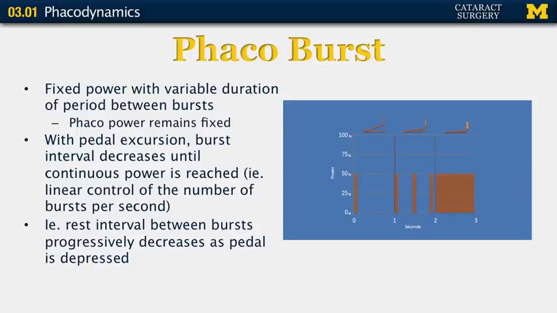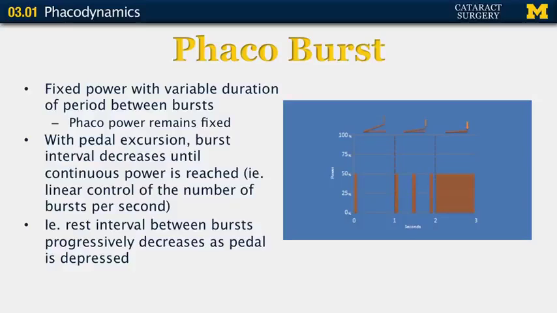Let's talk now about another form of power modification in phaco, this one called phaco burst. In phaco burst, there's again a period of phaco on followed by a period of phaco off. In this case, there's actually a variable duration of period between the bursts, but the phaco power actually remains set. So the phaco power is set beforehand by the surgeon, but it's really the frequency of bursts that increases with foot pedal excursion. So essentially, if we think at the extreme of foot pedal depression in this case, we actually approach continuous power as the foot pedal is depressed.